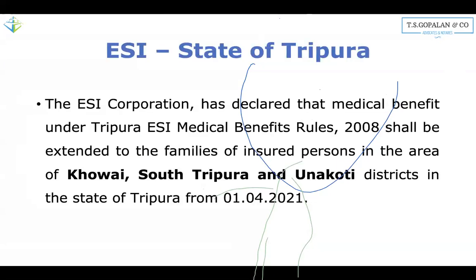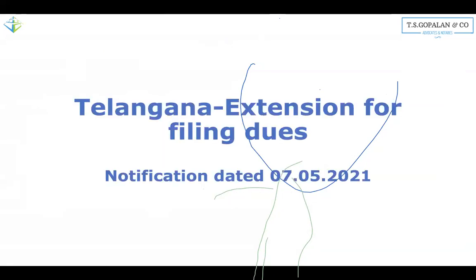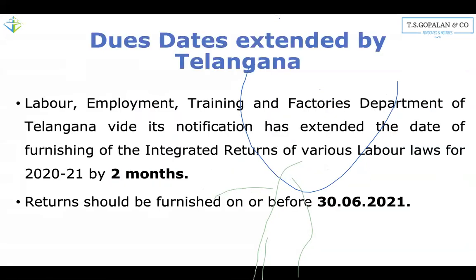Another one pertains to Northeast, where certain provisions have been extended to certain areas which were not earlier covered. So, the Telangana government has this integrated portal for labor laws where you need to file returns, and this has now been extended by 2 months. So given the lockdown conditions, up to 30/6/2021, the time limit has been extended for filing of returns.